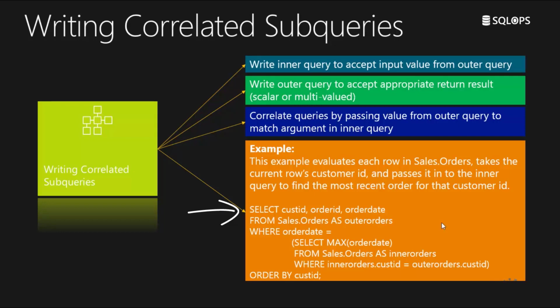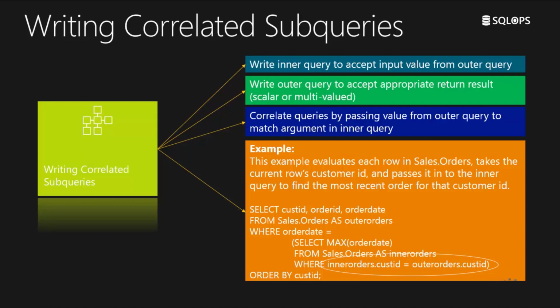And you also need to identify the column from the outer query that will be passed to the correlated subquery and the column from the inner table that will be compared to the column from the outer table. In this example, customer ID is being passed from the outer query to be correlated to the inner query.